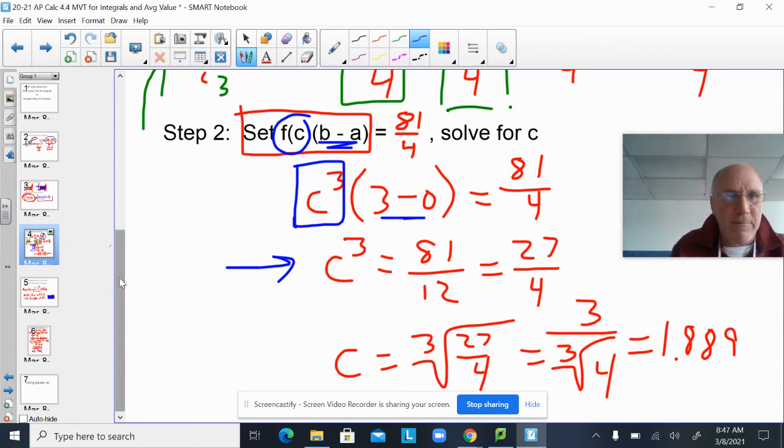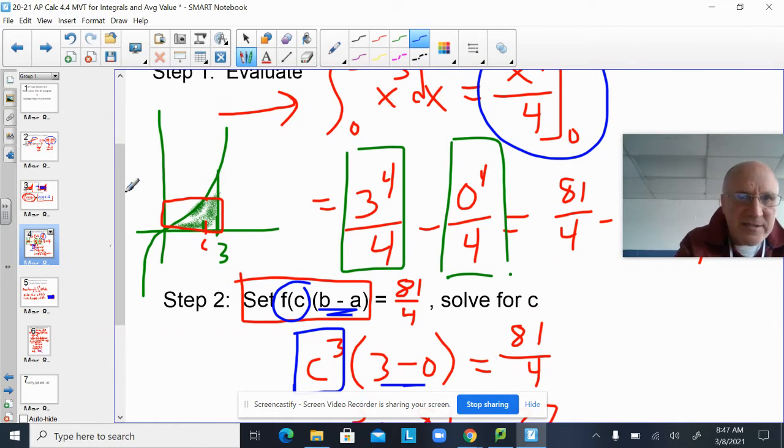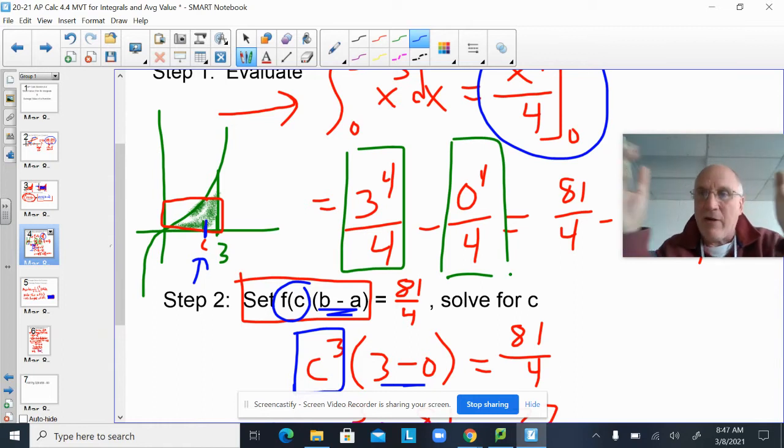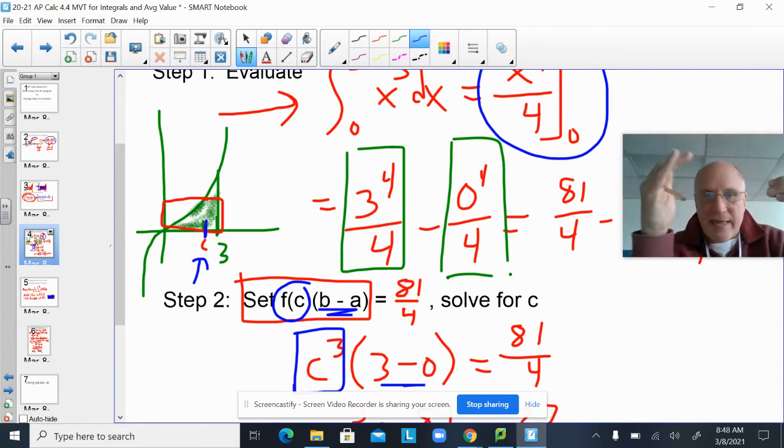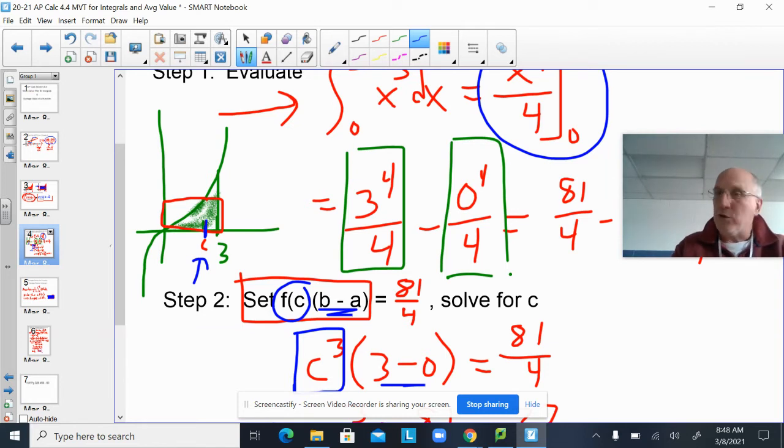So if I go back up to my picture, this c value right there is at 1.889, where the height of the function at that c value times the interval, the area of that rectangle, is the same as the actual area. So the mean value theorem is really just what's called an existence theorem. It proves that there must be a value c such that the area of the rectangle equals the area under the curve. Now, the second result, which is extremely related to this, is much more important in that we'll use it much more. And you'll see in a minute how this all ties together.